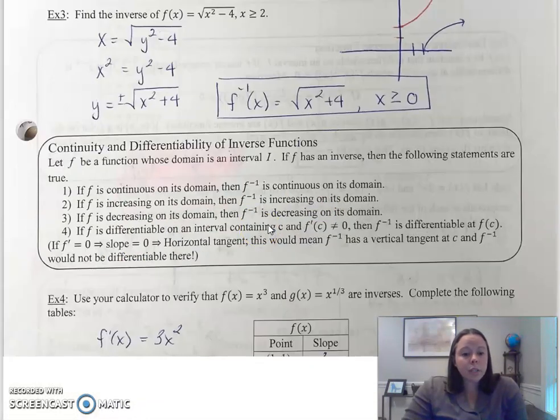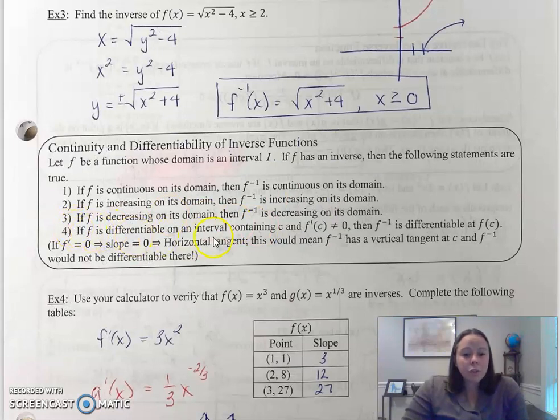Now this one's interesting. If f is differentiable on an interval containing c and the derivative does not equal 0, then the inverse is differentiable at c. But more importantly, if the derivative equals 0, the slope is 0, and you have a horizontal tangent, that would mean the inverse has a vertical tangent at c, and the inverse would not be differentiable there.